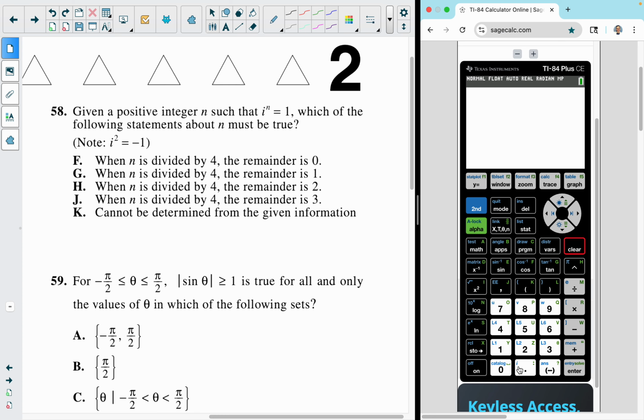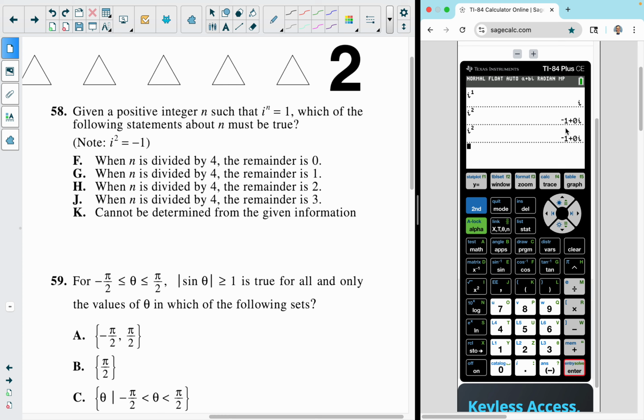The i is down here, so second decimal to the first power will give me i. i squared gives us the negative 1, like I said. Go to mode. I'm going to go down to the imaginary values there. I'm going to type that in again. i squared still gives me negative 1 plus 0i, which is just negative 1.